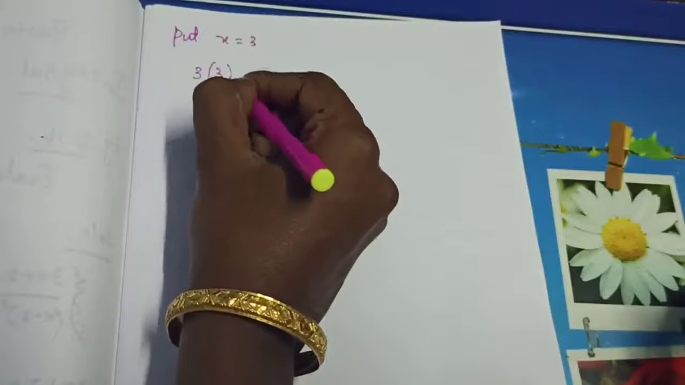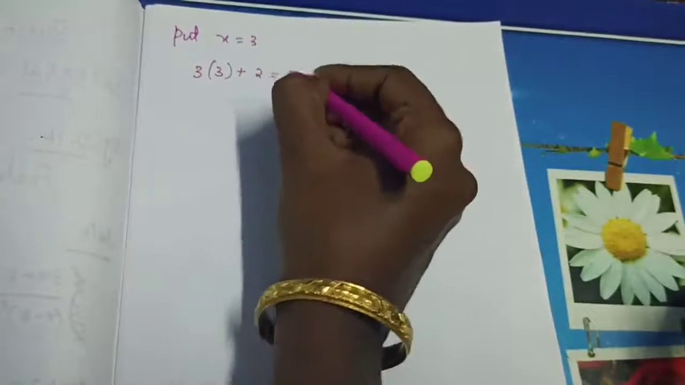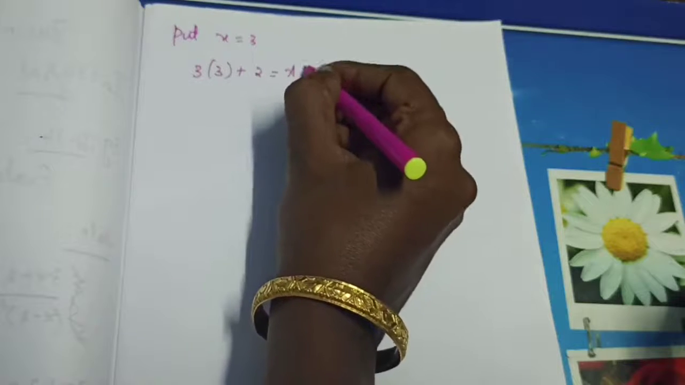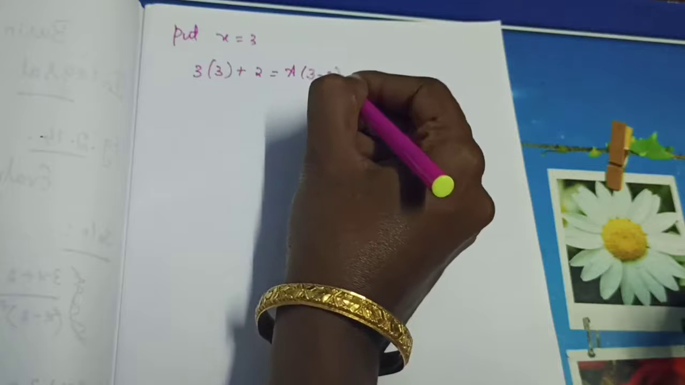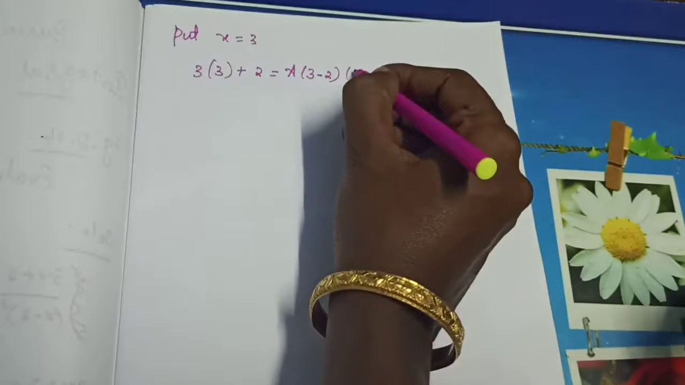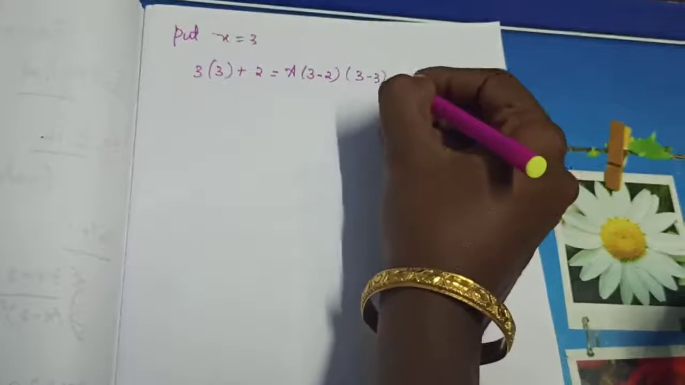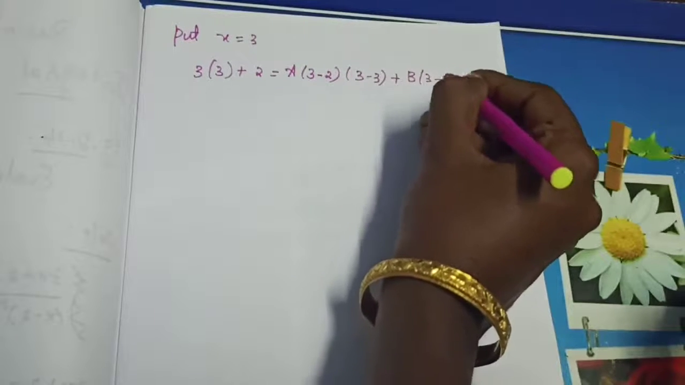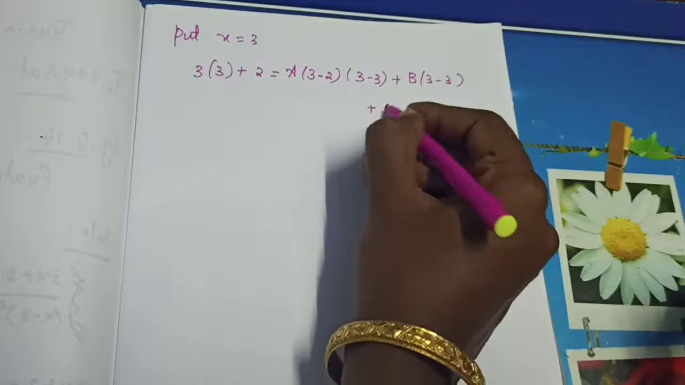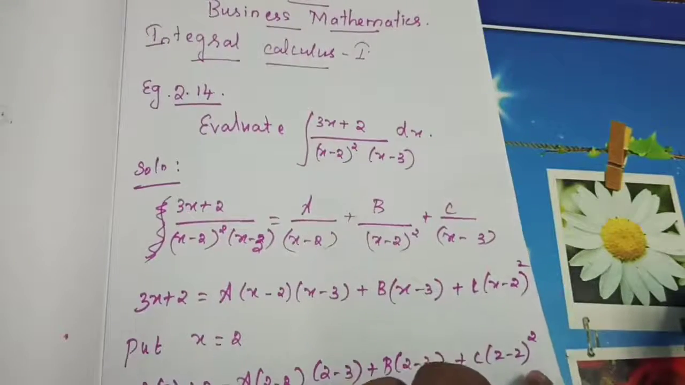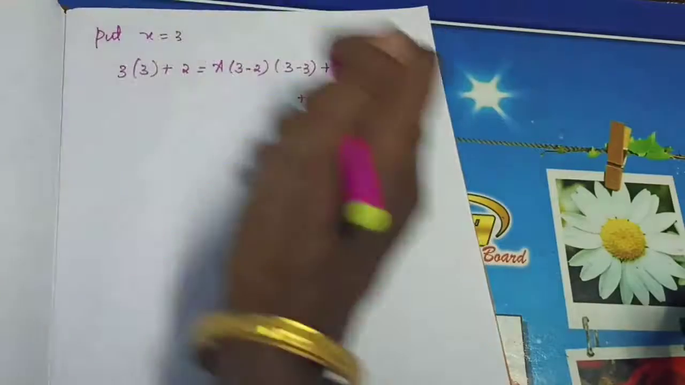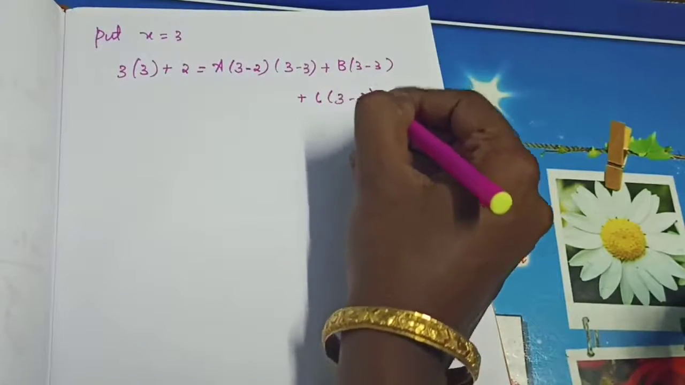3 into 3 plus 2 is equal to a into 3 minus 2, into x minus 3 also is, so how much will you get? 3 minus 3, plus b into 3 minus 3, then plus c into, how much did you choose? So c into 3 minus 2 the whole square.